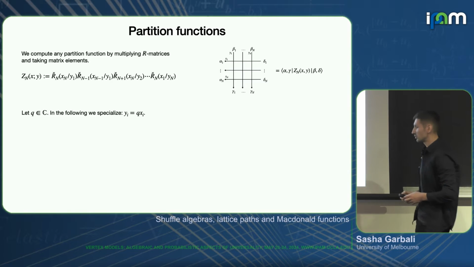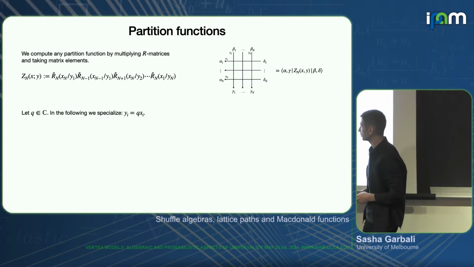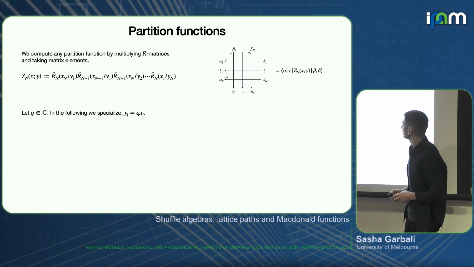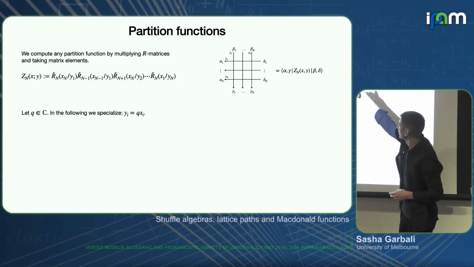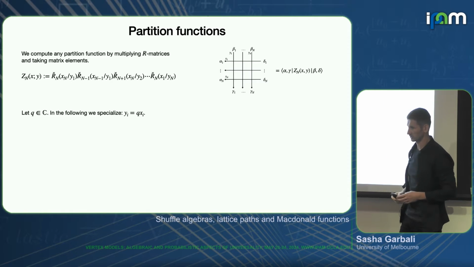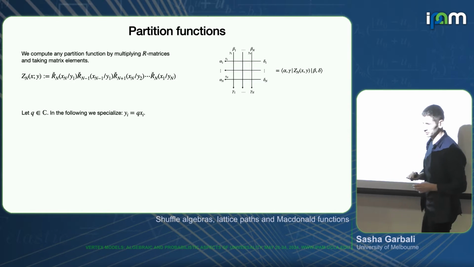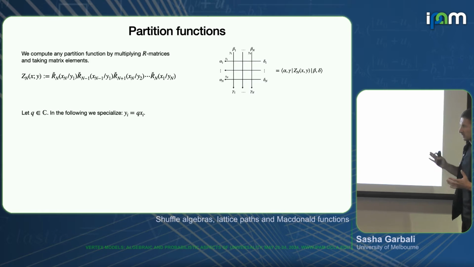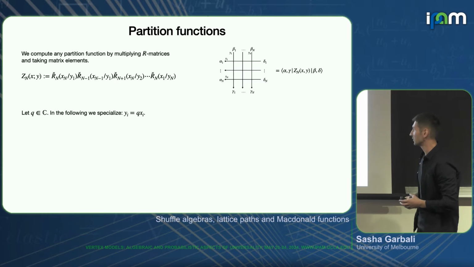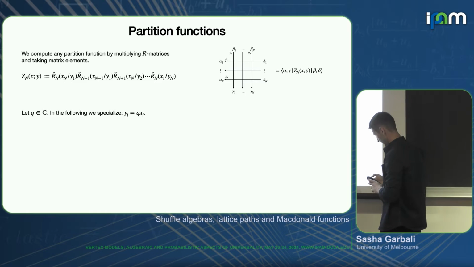Now I would like to introduce the second parameter, which is called Q. The way I do it, I make the vertical spectral parameters proportional to the horizontal spectral parameters. This is an idea by Paul Zinn-Justin. He made this wonderful observation a couple of years ago, which gave rise to all this business.